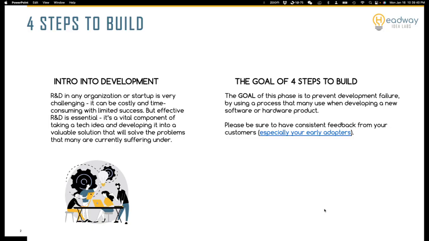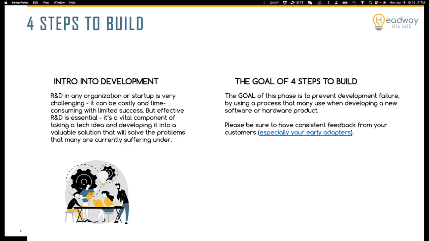So, 2 things just to begin is the intro into development. If you're new to this, trust me, any organization, whether it's small or large, and I worked for some large companies that ran into hardware development situations when they were trying to build new products. And it can be very, very challenging. This is where you see a ton of time wasted, money lost, and you lose market share because you built the wrong type of product.